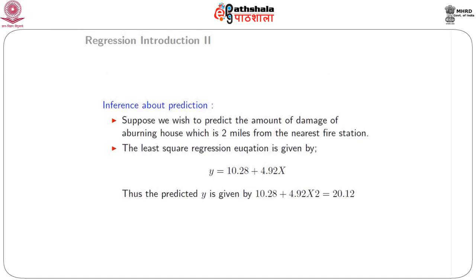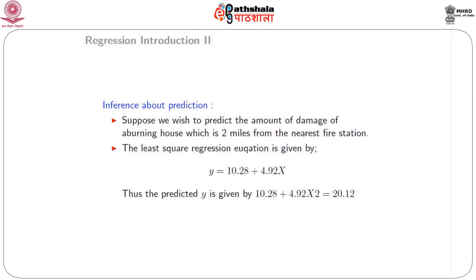So, we have just seen how we can test individually the slope parameter of the regression line. We can also perform a test on the intercept parameter beta naught, but however, it does not make much sense and it is not usually done in statistical practices.